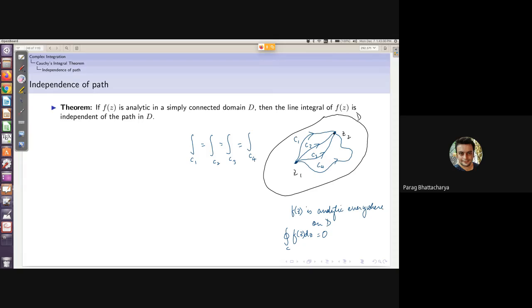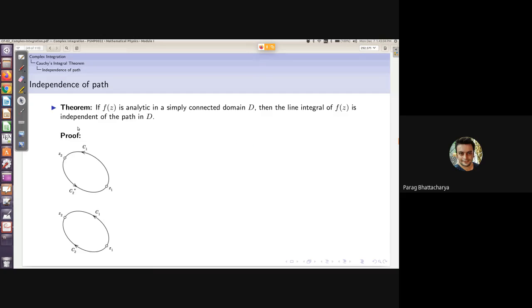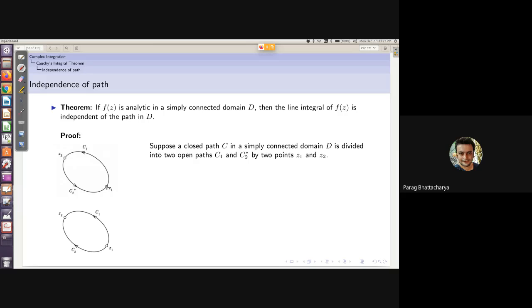Let me clear this. So this is path independence. How do I prove this? The proof is very simple. We consider a region D. In this region D, we have some path, and we have Z1 and Z2, the two points. Suppose I have a closed path C in a simply connected domain, and Z1 and Z2 lie on this closed path.